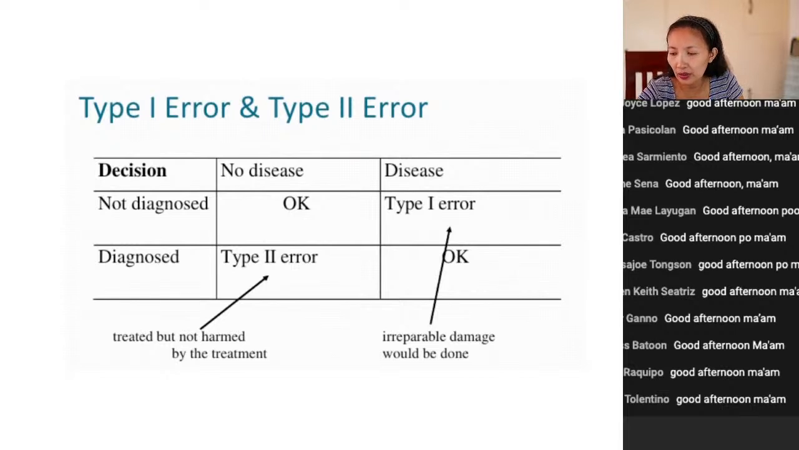The facts are the following. The person has no disease, the person does not have that particular disease, yet he was diagnosed to be having it, okay? Using that particular test, the test revealed that the person was not having that disease, when in fact wala naman talaga yung sakit, so that decision is okay.